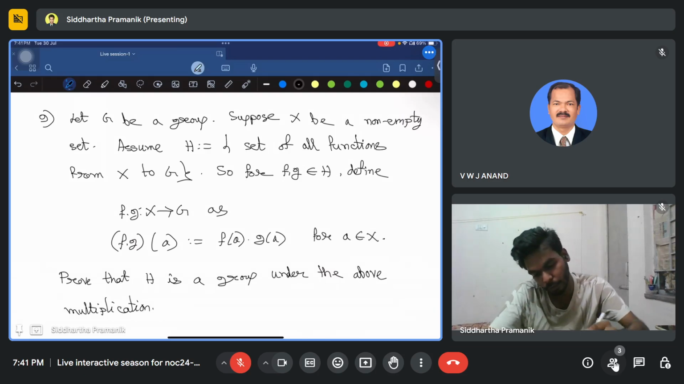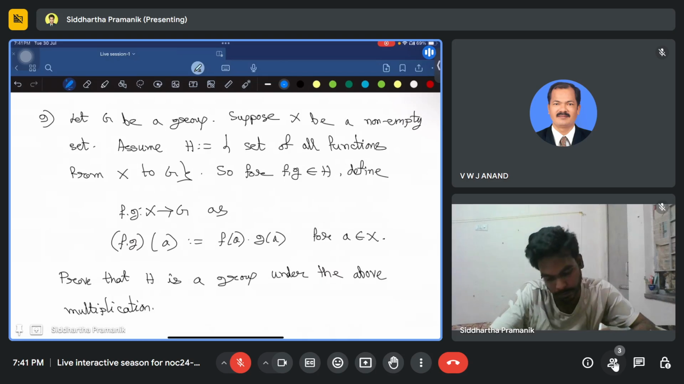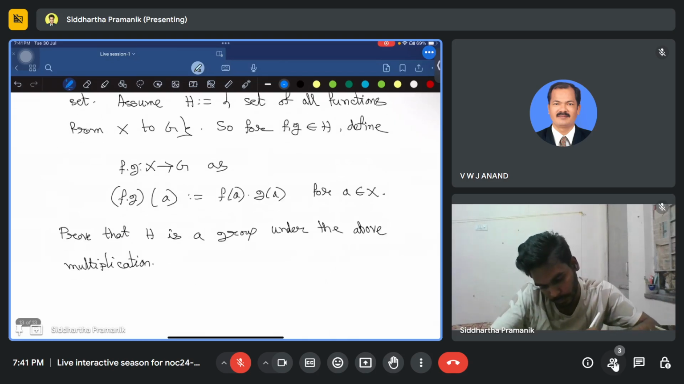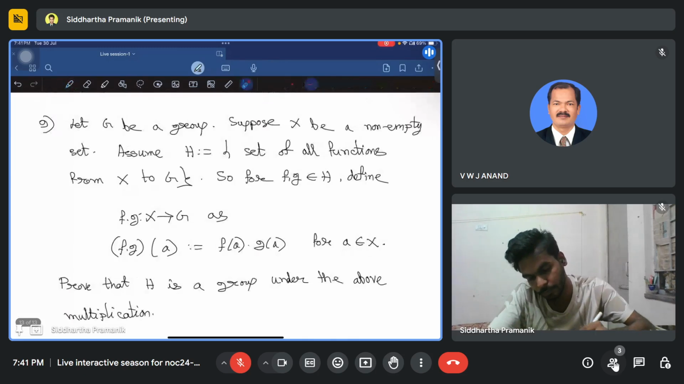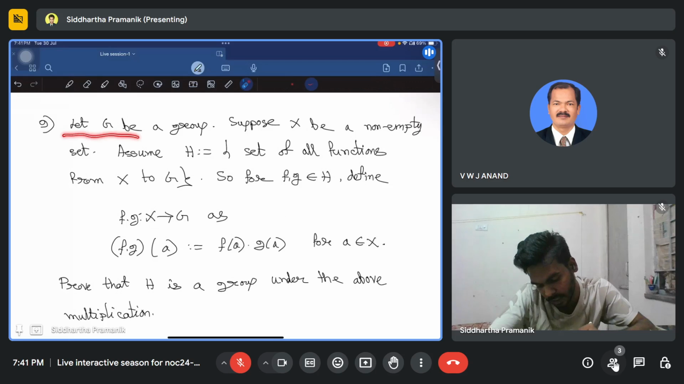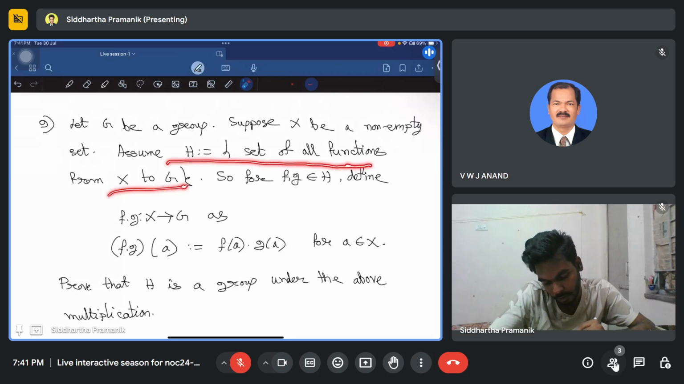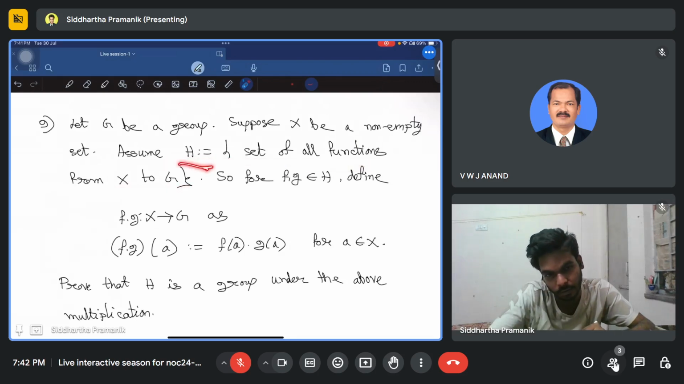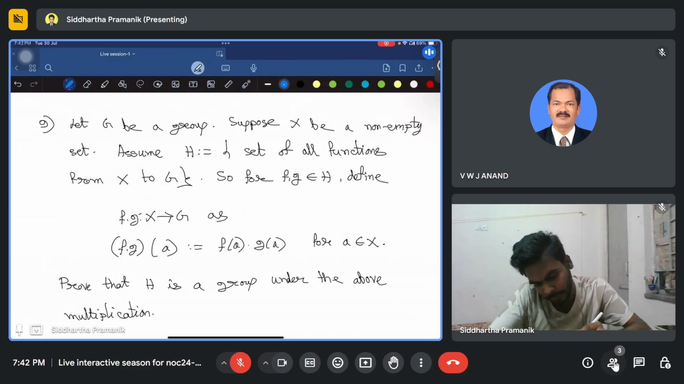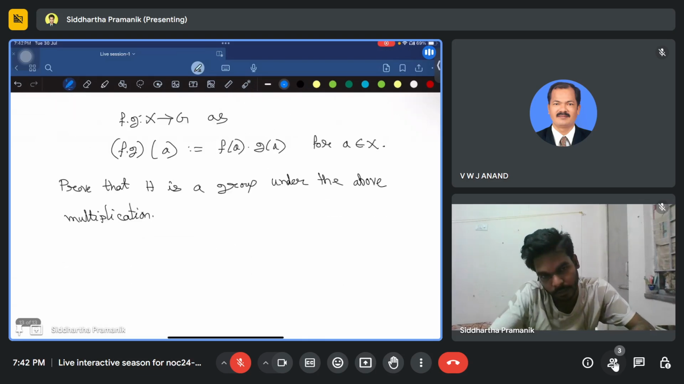So I hope you have understood this question clearly. Okay, so let me read it once more for you. We have started with a group G and a non-empty set X, and we are taking H to be the set of all functions from X to G, and we are going to define an operation on the set H, and we are claiming H will form a group under that operation. Okay, so now let's try to solve this.